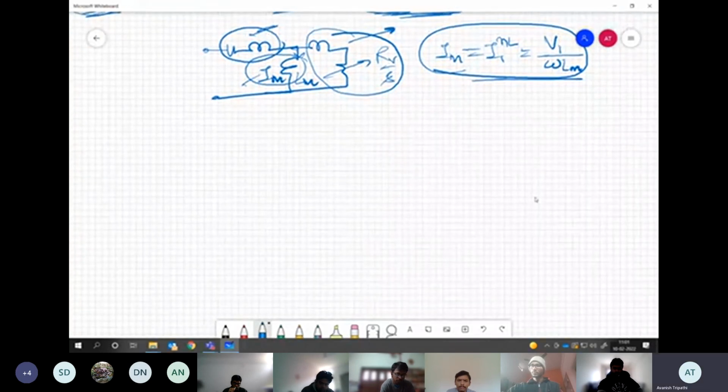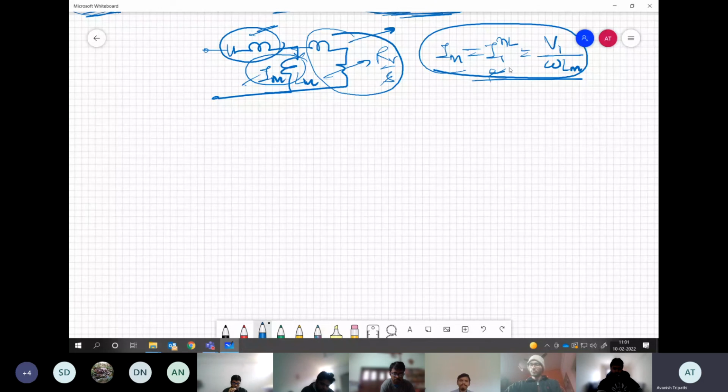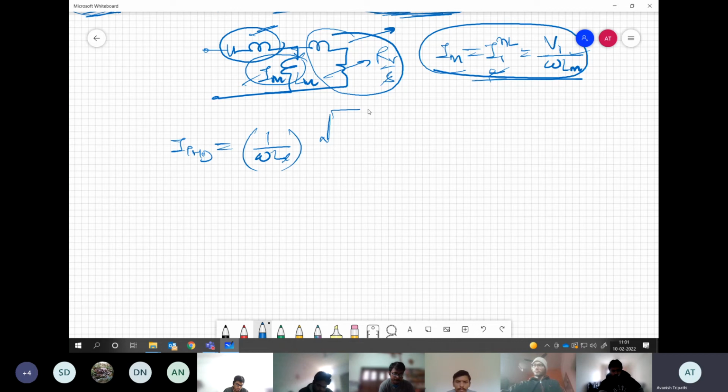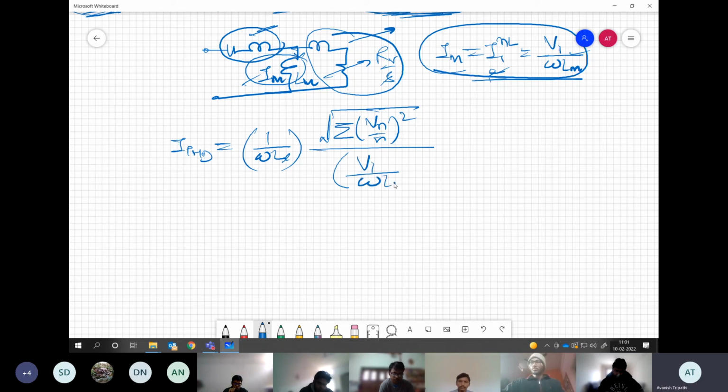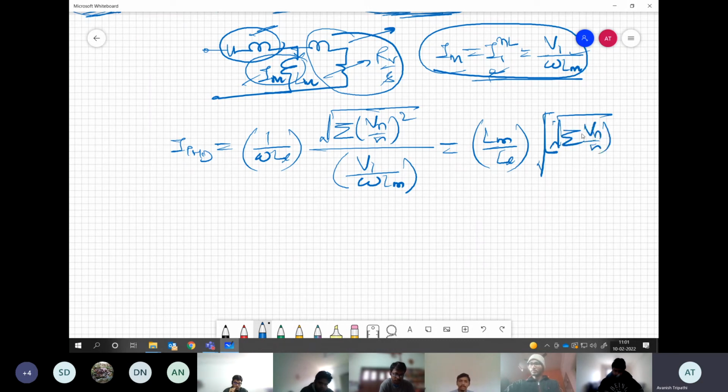Fine. So we have some value of I1 given in terms of V1 and omega Lm. So then I can write my ITHD, which is coming as 1 by omega L here, where L is leakage basically, LLS plus LLR, times the summation of (Vn by n) whole square, and then divided by this V1 by omega Lm. And this can be written as Lm by LL into the square root of the summation of (Vn by n) whole square, divided by V1.